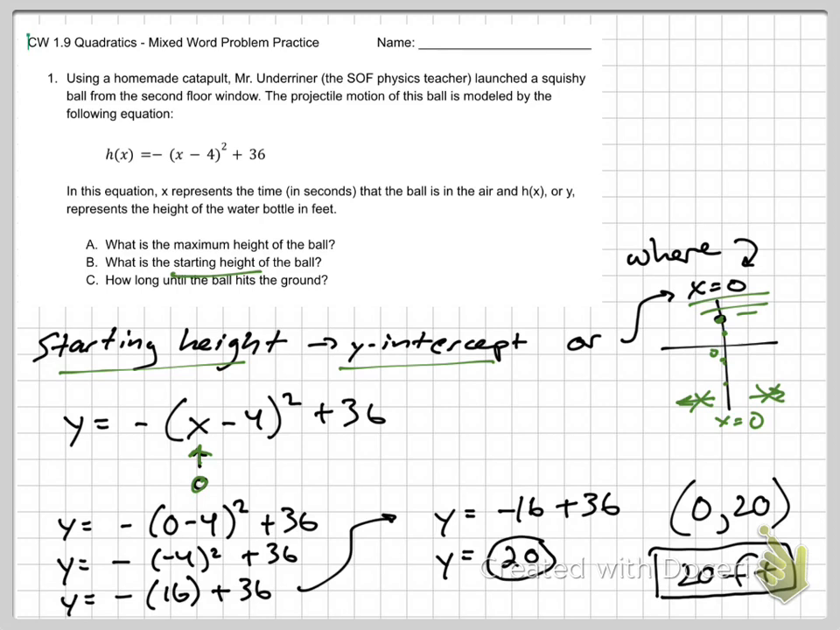We do a bit of solving. One key to remember here is that this negative stays outside the parentheses the whole time. According to order of operations, you have to do parentheses, then exponents to get 16, and then the 16 becomes negative. Save that subtraction until you follow order of operations. Then this becomes negative 16 plus 36, which is 20. So our starting height would be 0, comma 20. The question, though, is what is the starting height, which is 20 feet.